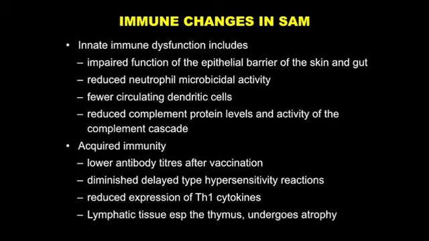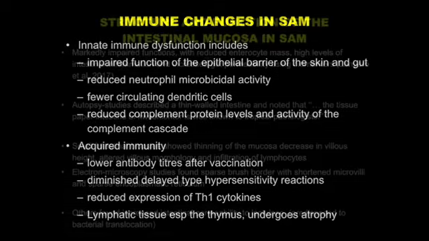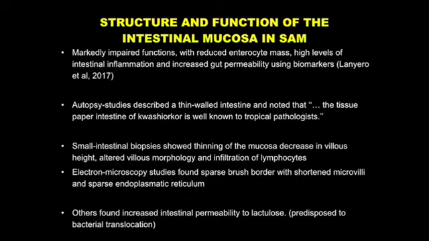Also, lymphatic tissue undergoes atrophy, especially the thymus gland, which is important in maturation of the T lymphocytes. So in general, the immune system is affected by severe malnutrition, even without HIV. And in the gut, with severe malnutrition, even without HIV, they have changes in the enterocyte.